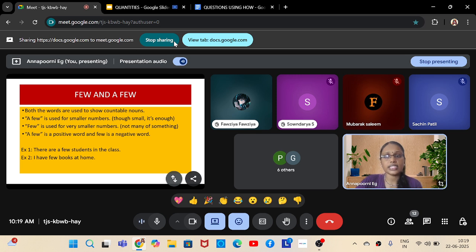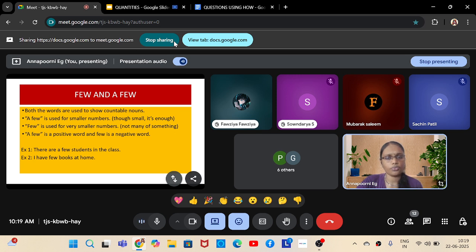But few is used for very small numbers. Imagine that only 2 or 3 people have joined the class today. Okay, imagine that only Soundarya, Sachin, and Rakshan have joined the class. Okay, so what happens? Only 2 to 3 students are there. So at that time we are using the word few. Few students are attending the class. So I hope now you can understand the difference between few and a few.